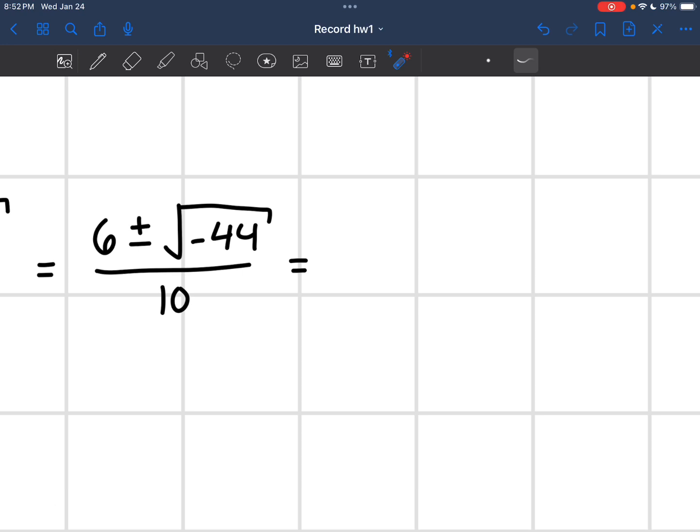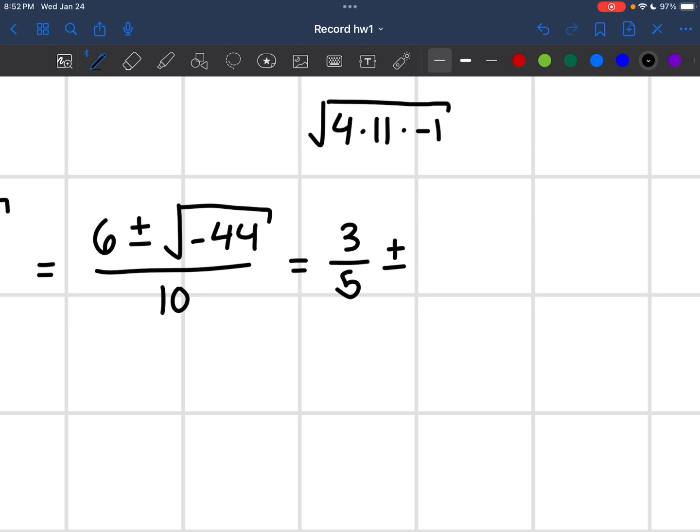All right, so I'm going to split my numerator as well and simplify 6 over 10 to be 3 over 5, plus or minus. Then underneath my square root, I'm going to factor out a 4. So I'll end up with square root of 4 times 11 times negative 1. All right? And because it's multiplication under my square root, I can distribute that and split it up. So I'll have square root of 4 times square root of 11 times square root of negative 1.